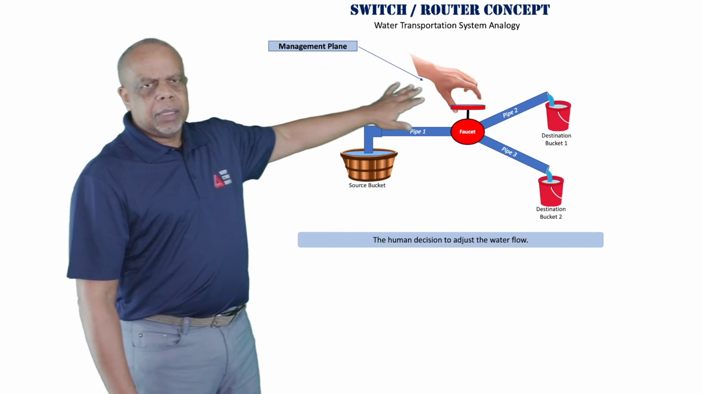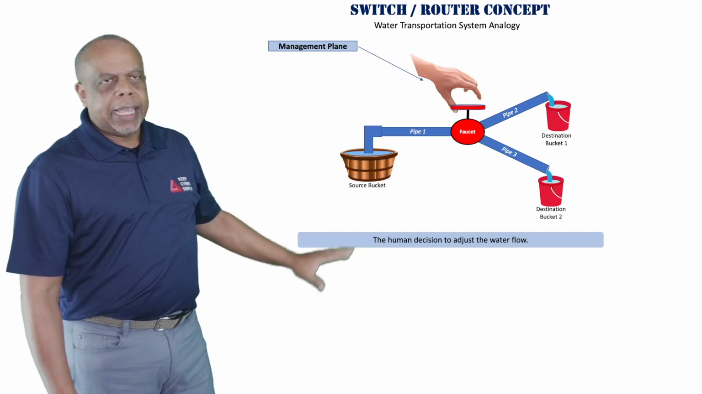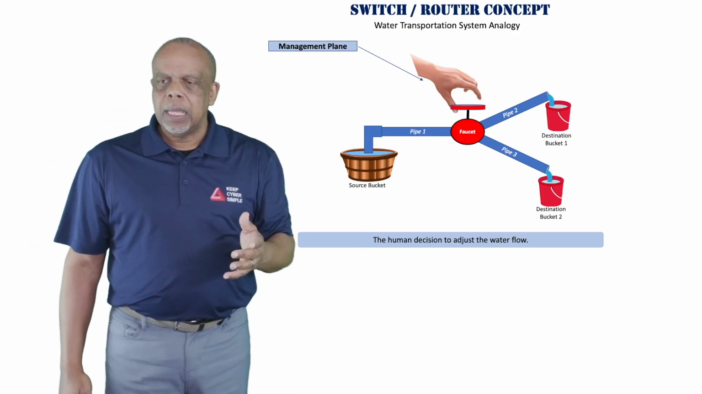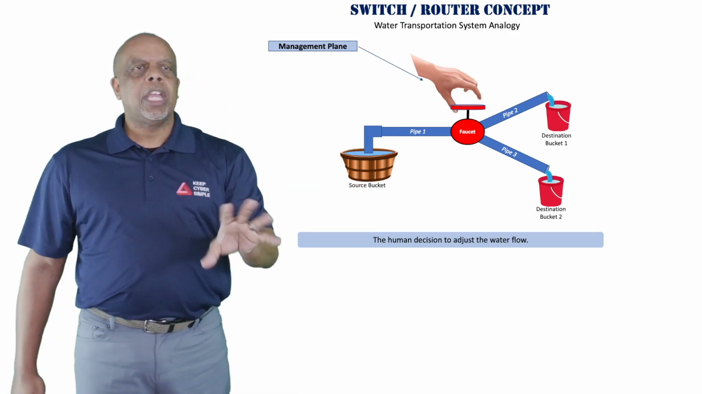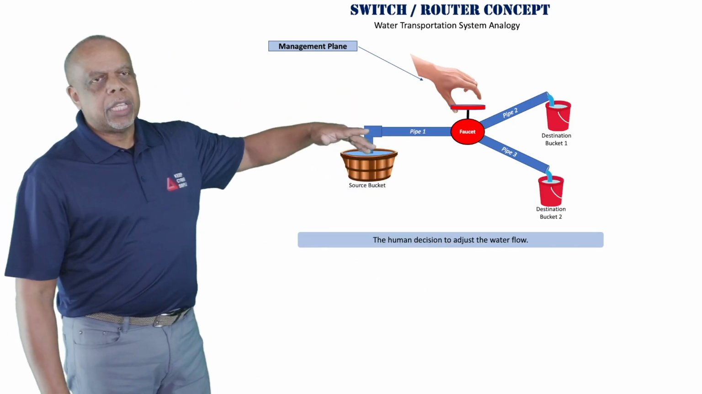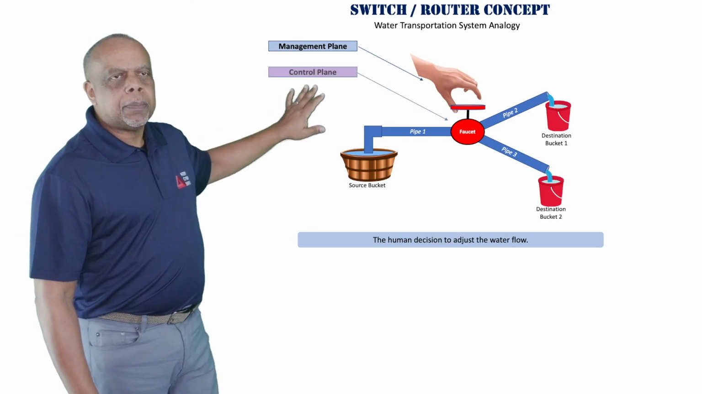So we have a management plane. What is the management plane? That's the hand. That's the human decision to adjust water flow. Somebody has to come with this idea and say, well, you know what? I don't like the way the water's flowing. We need to change that. That's a management decision that says, okay, we've got to change the water flow. So that's our management plane.